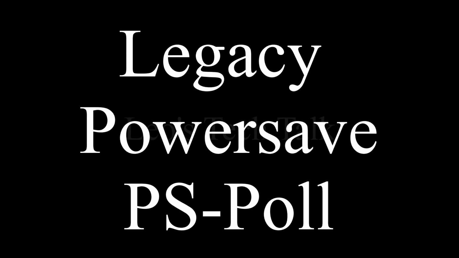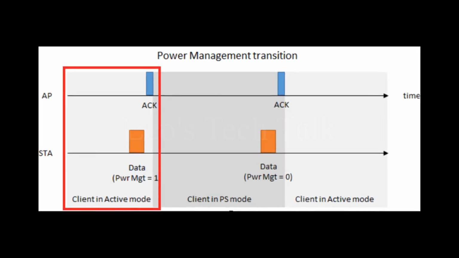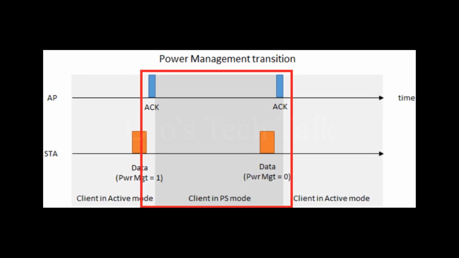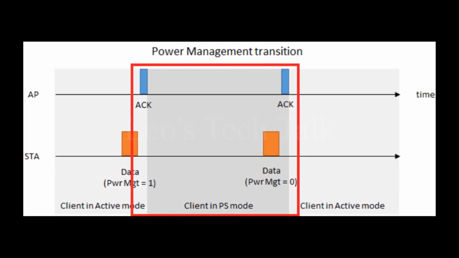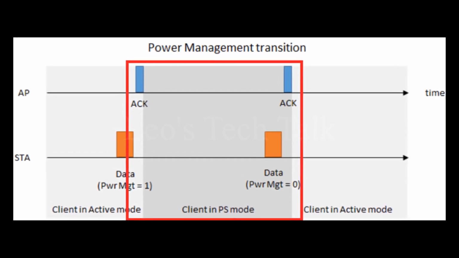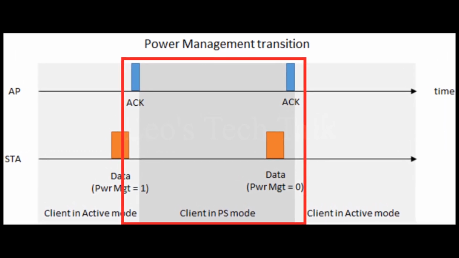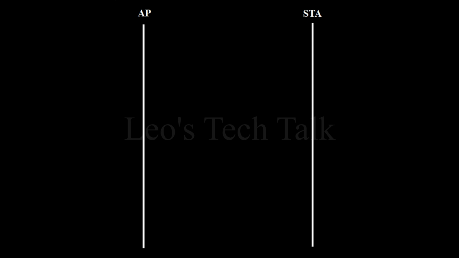This video is about legacy power save PS-Poll in 802.11a and 802.11g modes. The client in active mode transitions to power save mode and retrieves data buffered in the AP by the PS-Poll mechanism through a certain sequence. Let us discuss in detail. In PS-Poll, frames are transmitted between the access point and client with DIFS separation.